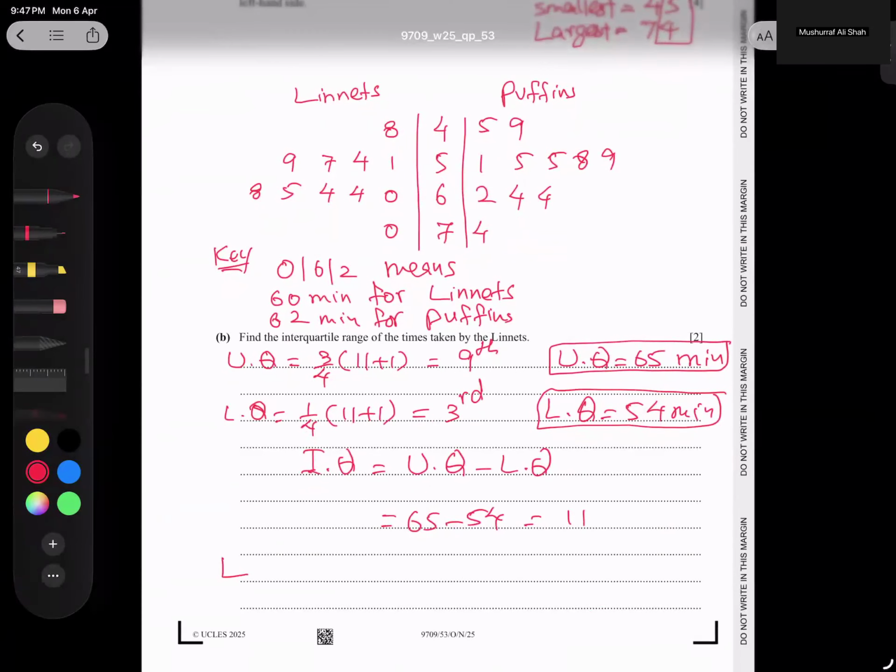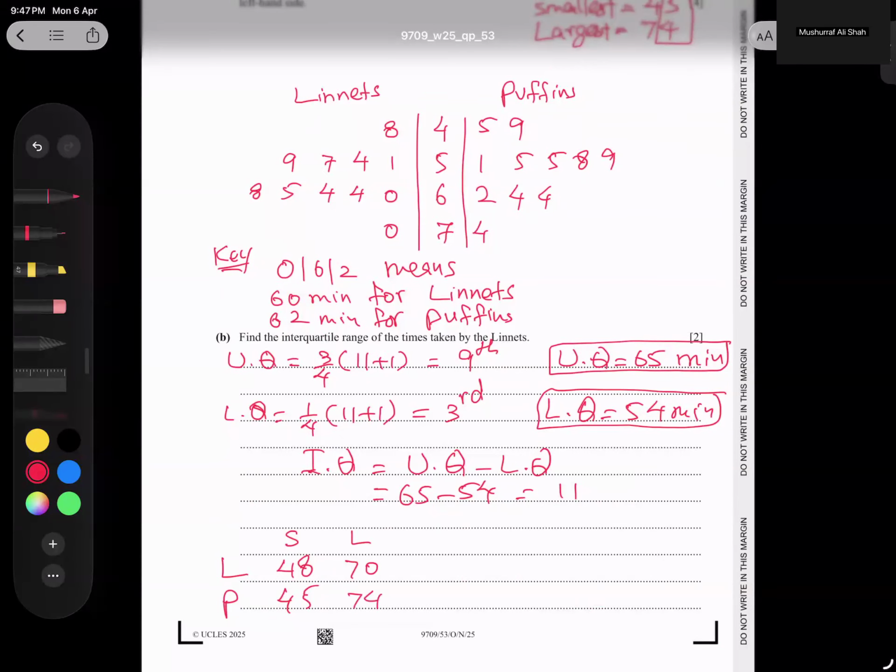L and P. Smallest value for L is 48. Smallest value, this is S for smallest. Smallest value for P is 54. You can see, students, from here, 48 and 45. Sorry, it's 45, not 54. 45. Now I'm going for the largest value. Largest value is from here 74. Sorry, 70. And for puffins, 74.